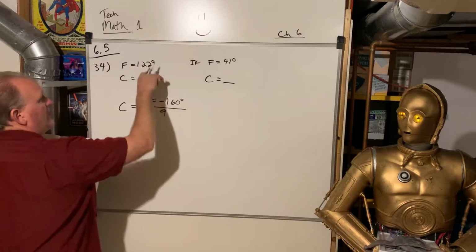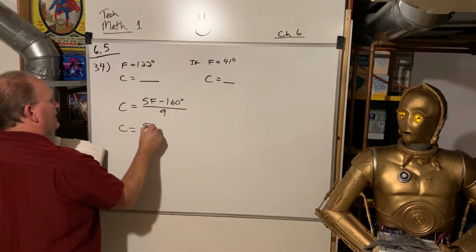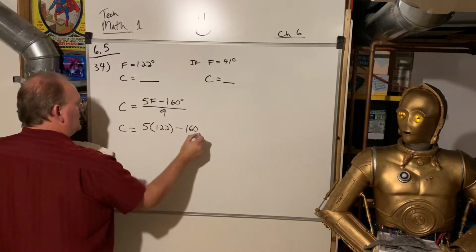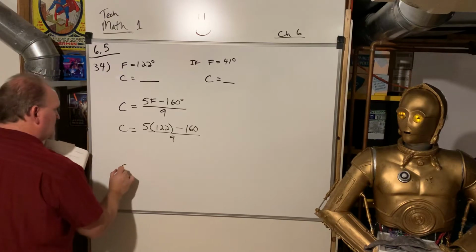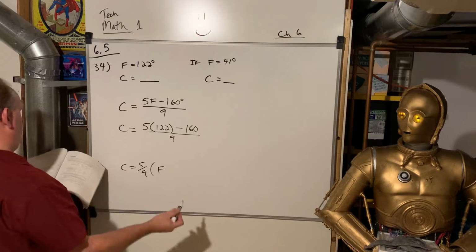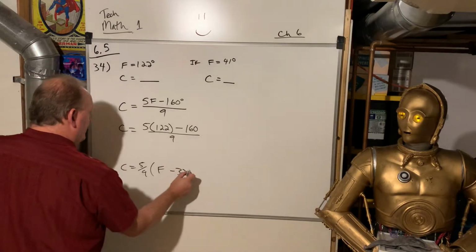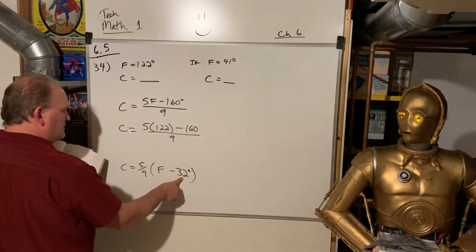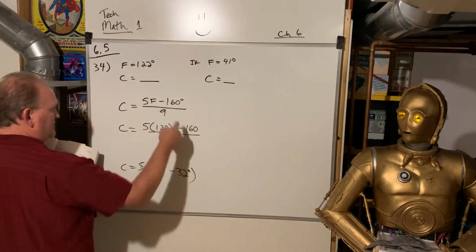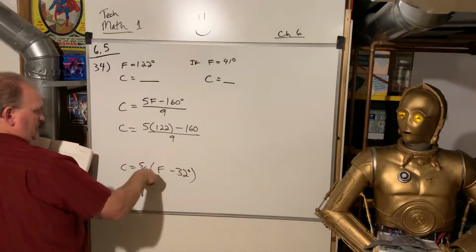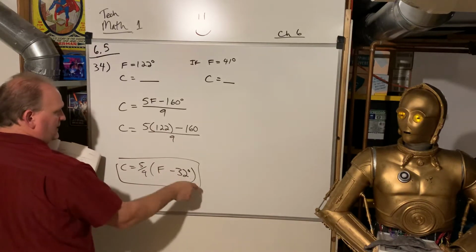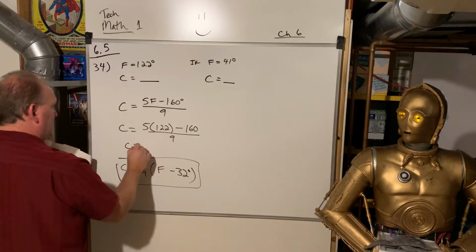So we put that in: 5 times 122 minus 160, all over 9. Now, you might have seen this one already, the 5/9 times Fahrenheit minus 32. That might make a little more sense because 32 degrees is freezing, and on Celsius it's 0. But this is a little bit easier to substitute. You're not doing the distributive property. We're just carrying this out.